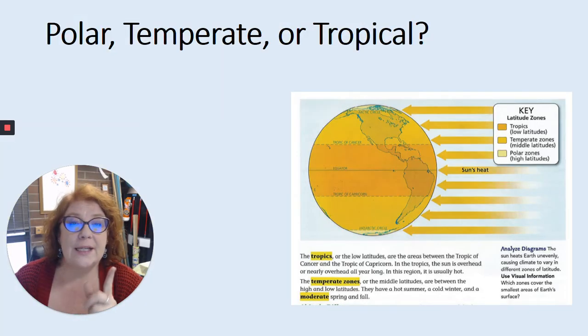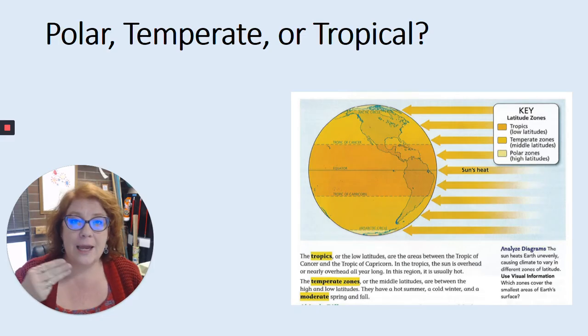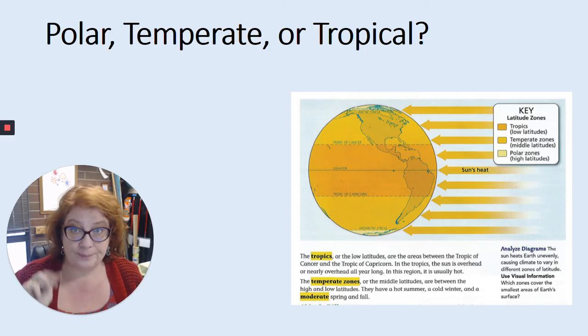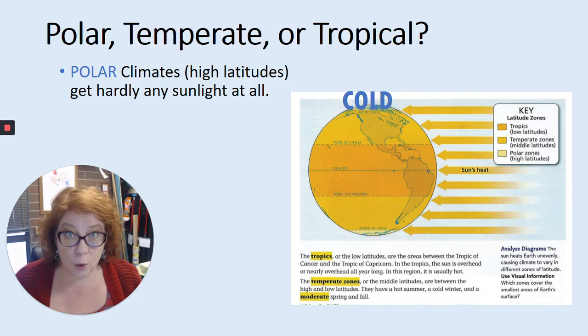So now let's talk a little bit about climate. So far, we've talked about 3 general climate zones: polar, temperate, and tropical. Let's talk about each one. The polar climates are sometimes referred to as the high latitudes because they're up here at the top. The high latitudes hardly get any sunlight at all. Because of that, they're cold.